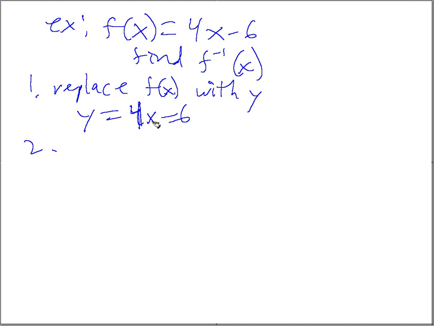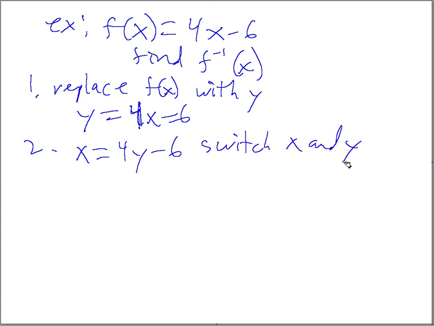The second thing we're going to do is switch x and y. In other words, x and y trade places, so we get x equal to 4y minus 6. Does that make sense? So x is equal to 4y minus 6. That's the second step, switching x and y. The third step is going to be solving this equation.